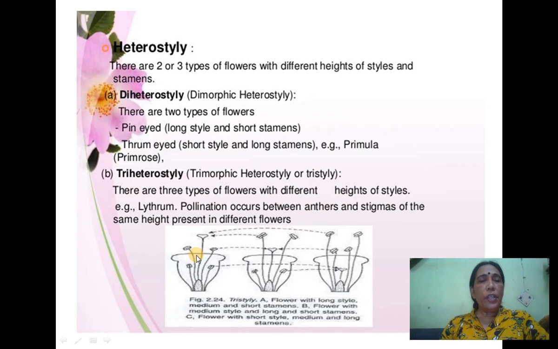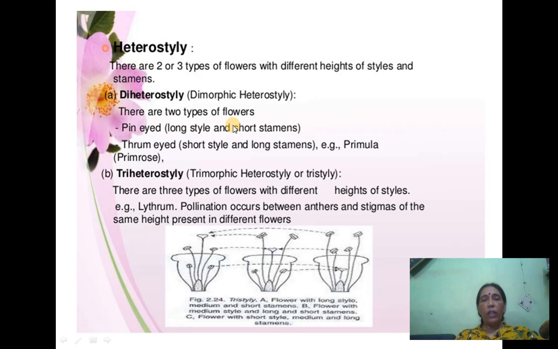And the last one is heterostyly. These are of two or three types. So there are two or three types of flowers with different heights of style and stamens. Diheterostyly, that is dimorphic heterostyly, has two types of flowers. Pin-eyed, that is having long style and short stamens. Thumb-eyed, that is short style and long stamens.